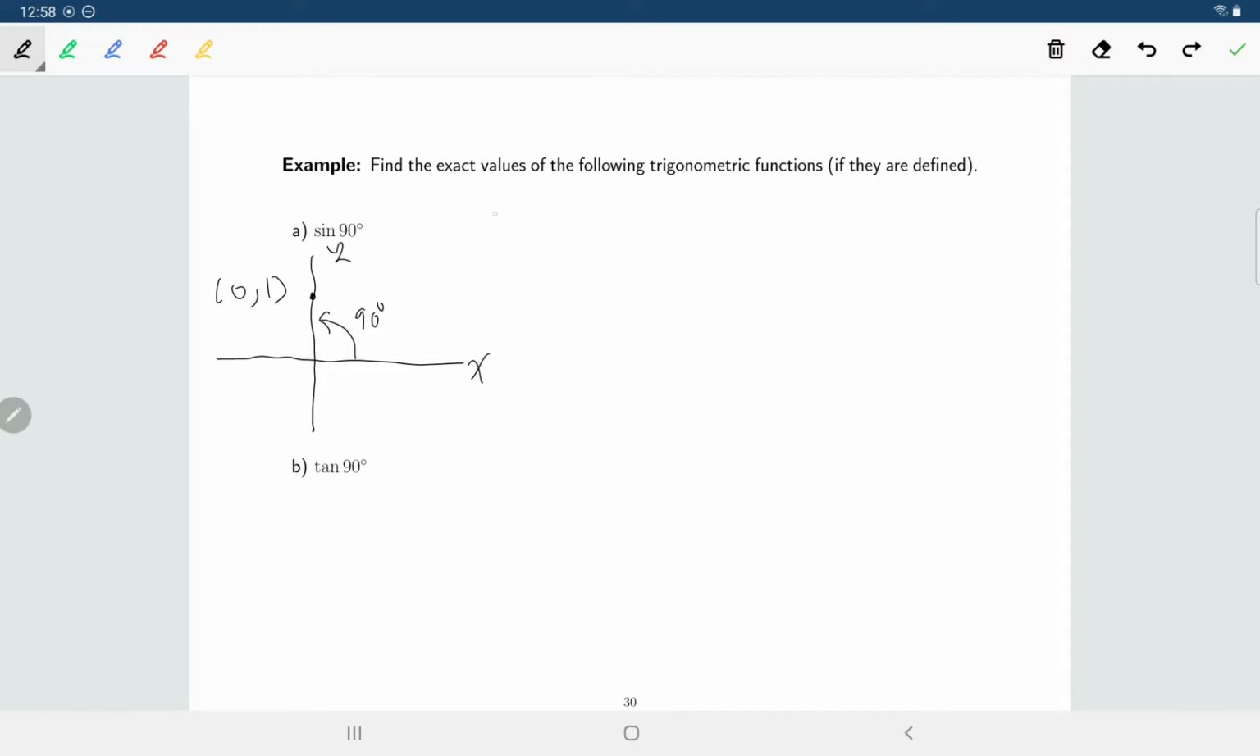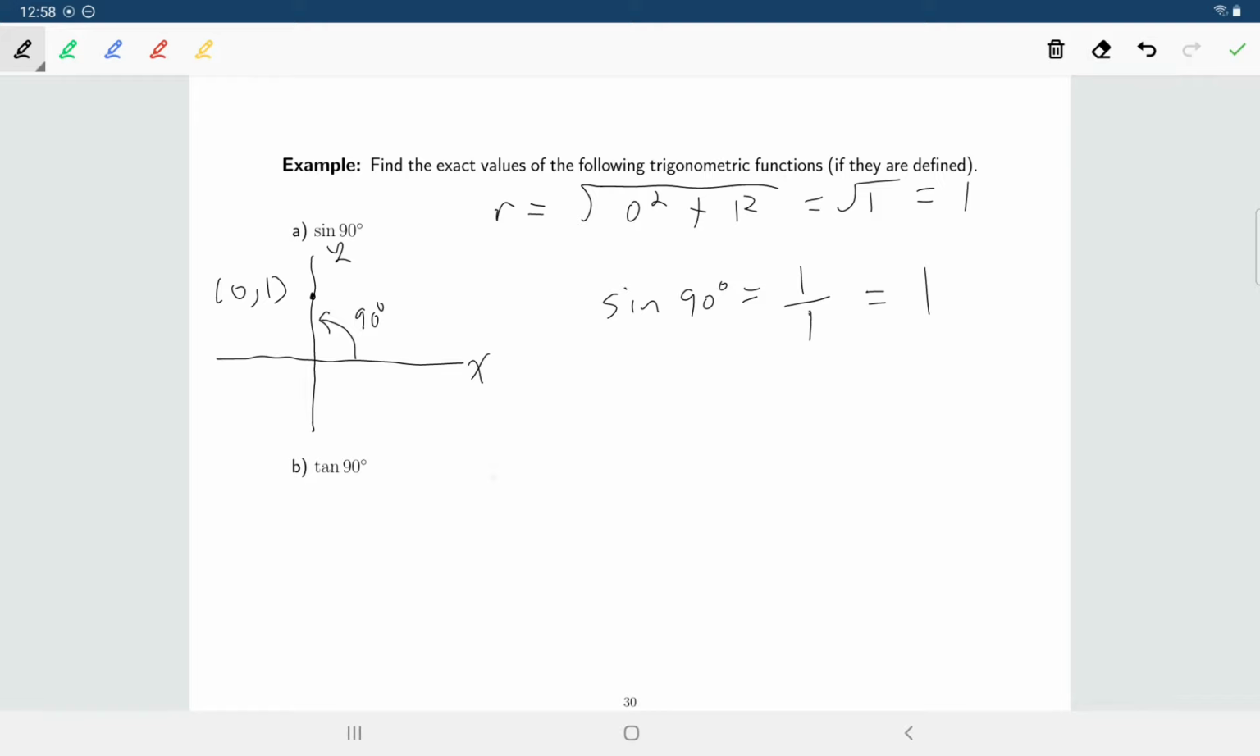Of course, if you didn't think about that, you could find the value of r being 1 using the formula that r is root of x squared plus y squared, and that indeed does give you a value of r of 1. So now something like sine of 90 degrees is easy enough to find because that's y divided by r, and the y value is 1, the value for r is 1, so sine of 90 degrees is 1. I can use the same drawing here for tangent of 90 degrees.